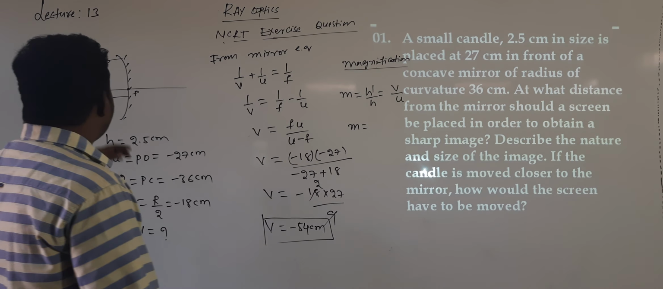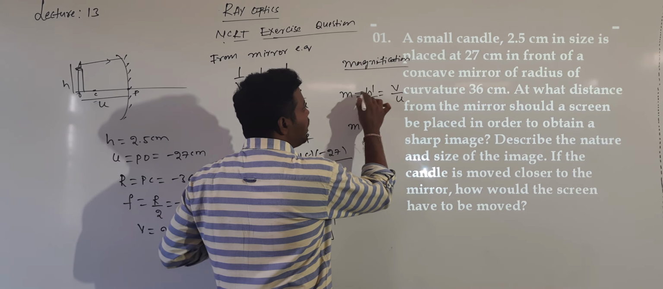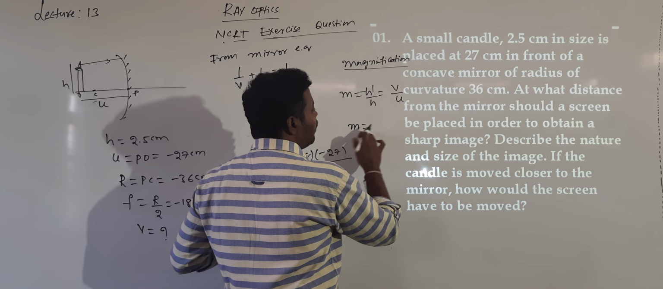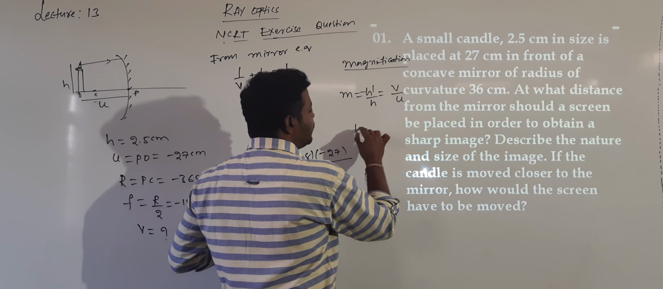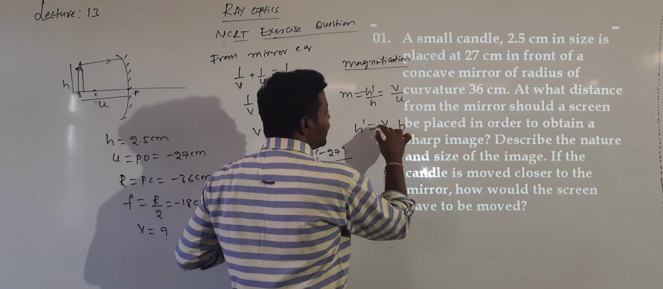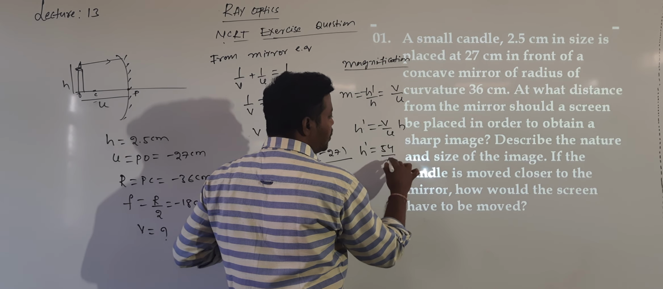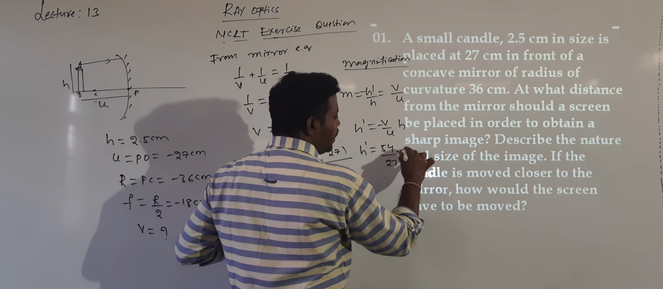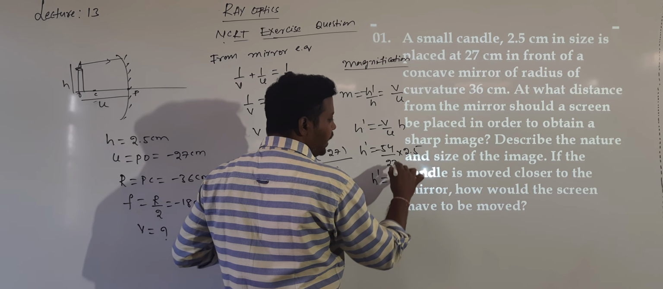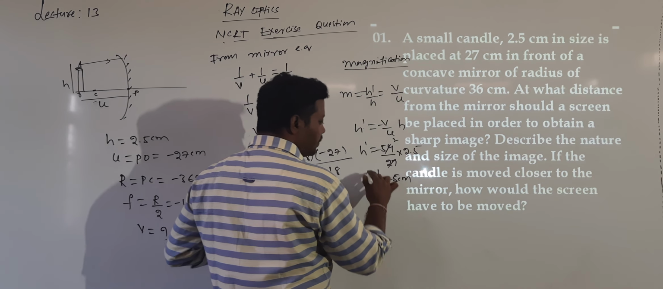The image will be formed inverted. So the magnification of a concave mirror is negative, m = -h'/h. So h' = -(v/u) × h. With v = 54, u = 27 and h = 2.5, the minus sign carried, h' = -(54/27) × 2.5, which is -5 centimeters.